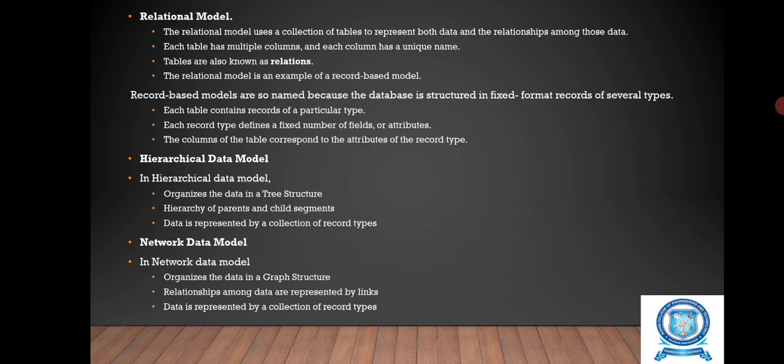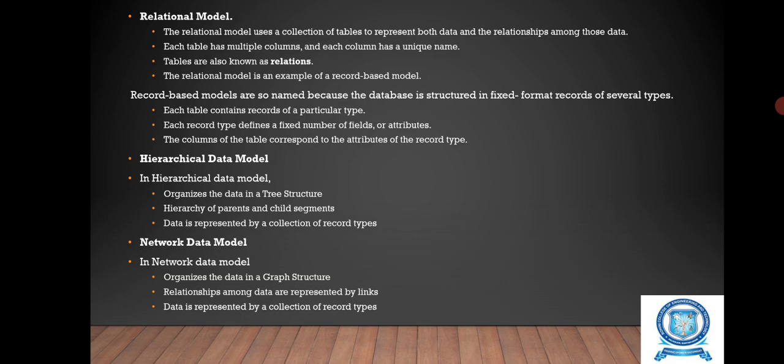and the relational model. The relational model uses a collection of tables to represent both data and the relationships among those data. Each table has multiple columns and each column has a unique name. The tables are also known as relations, and the relational model is an example of a record-based model.